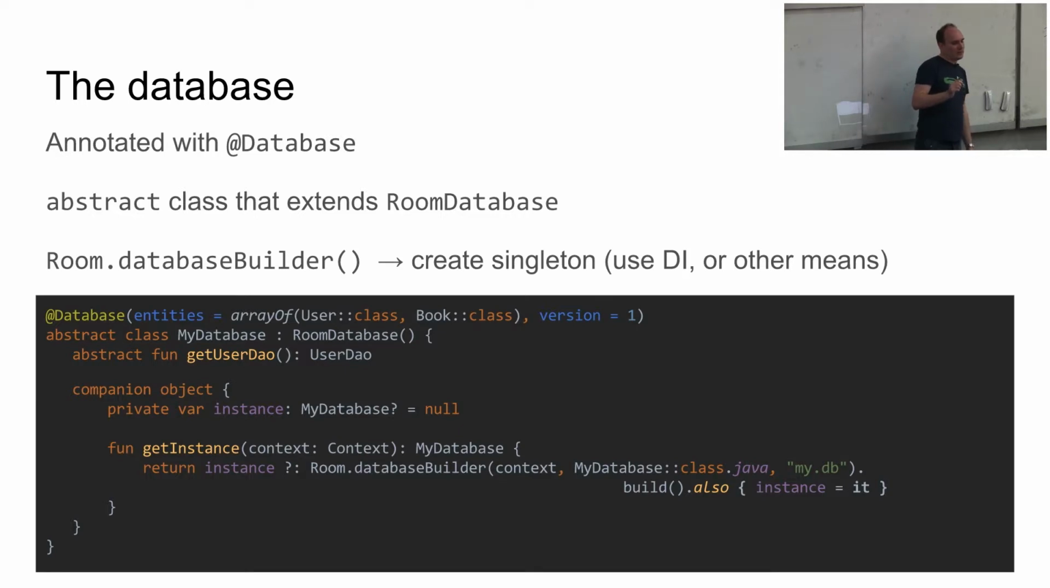In that abstract RoomDatabase class, you also specify methods to get your data access object classes. Again, these are abstract, and Room will generate an implementation for that. Then you need to find some way to have a singleton of this database class at runtime. Depending on how you approach this, you can use Dagger, for example, and inject it. You can also have a singleton instance like I did on the slide.